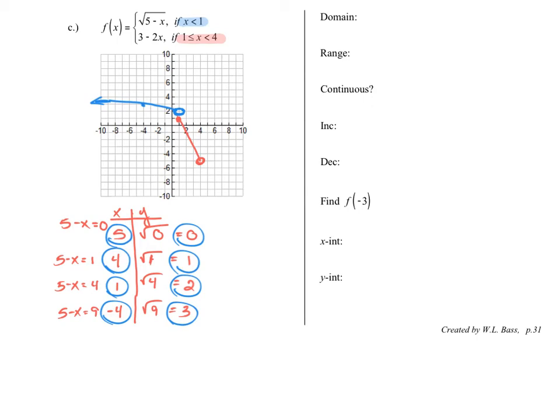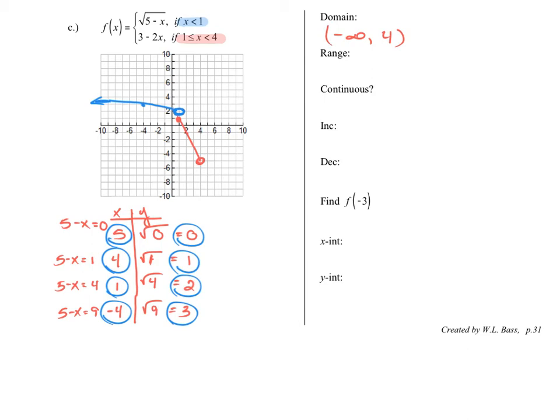So my domain, I can see, is from -infinity. As I follow along, it's from -infinity. At x equals 1, it still is included, but it's part of the y. And then my domain stops at this 4. So I'm going to go to 4, and those are both going to be open.